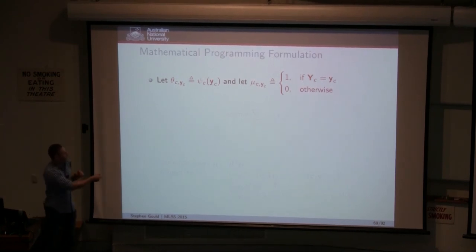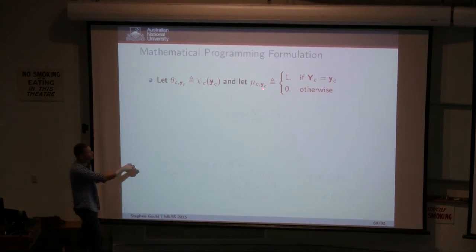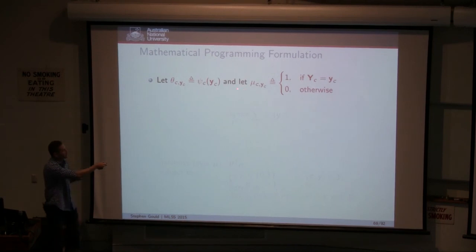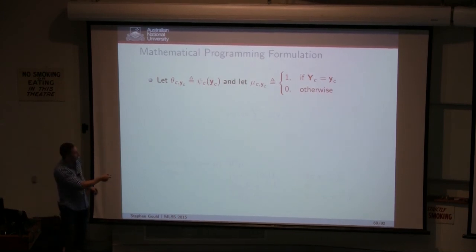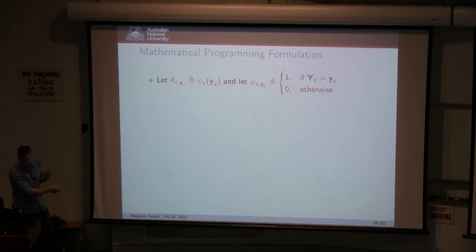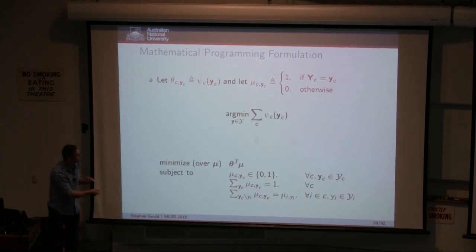Okay? And then for all of my variables or subsets of variables, I'm going to introduce this indicator vector. Okay? So the indicator vector is going to take the value 1 if the variables in the clique C take assignment y_C, and it's going to be 0 otherwise. Okay, so there'll be an example, I hope, later on, which makes this a little bit more clear.